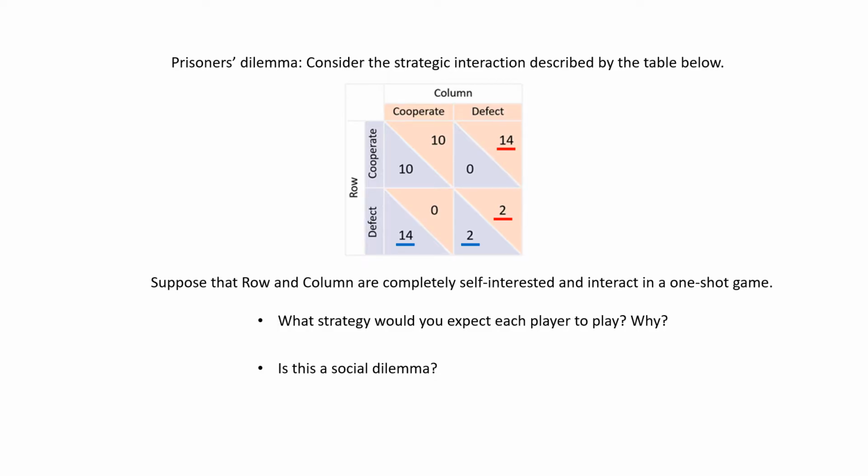Since we can see that we have two underlined numbers in the bottom right cell, this would be the strategy that we would expect both players to play, since this is the best response given what the other player is doing for both players. In this case, this is a social dilemma because the payoff of 2-2 is less than the payoff of 10-10 if they were to cooperate, which is by definition a social dilemma.